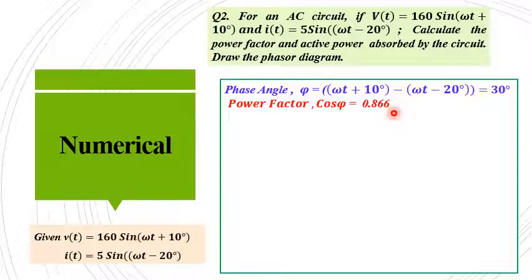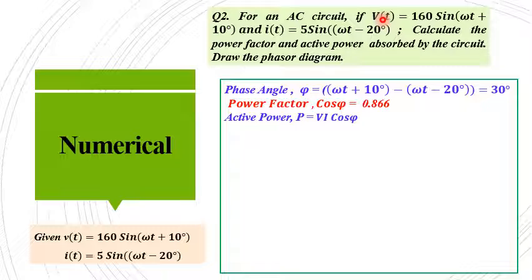Next parameter we need to find is the active power, or the power absorbed. We know that active power of any single phase AC circuit is P equal to VI cos phi. That's the equation for active power for a single phase AC circuit. Cos phi we already found out. Then what about V and I? Here V and I are the RMS values of voltage and current. But in the question, the RMS value is not given. Instead, the instantaneous value is given.